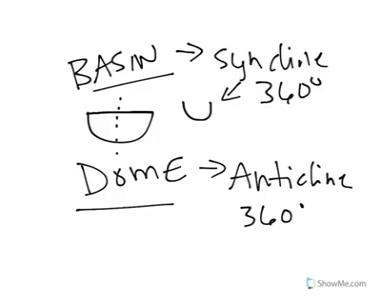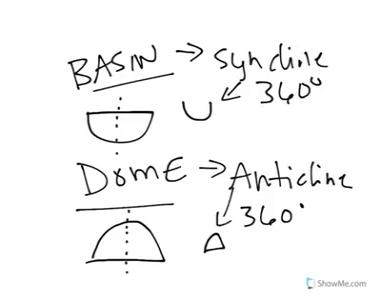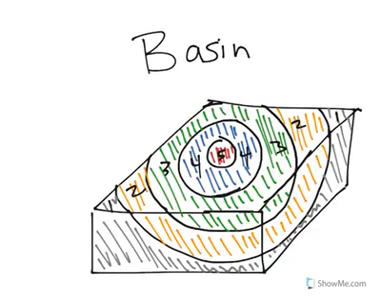My dome, let's take that cereal bowl and turn it upside down. No matter which way I cut it, it's always going to look like a frowny face in cross-section. That tells me it's an anticline. Now, let's take a look at each. So a basin, syncline in 360 degrees.